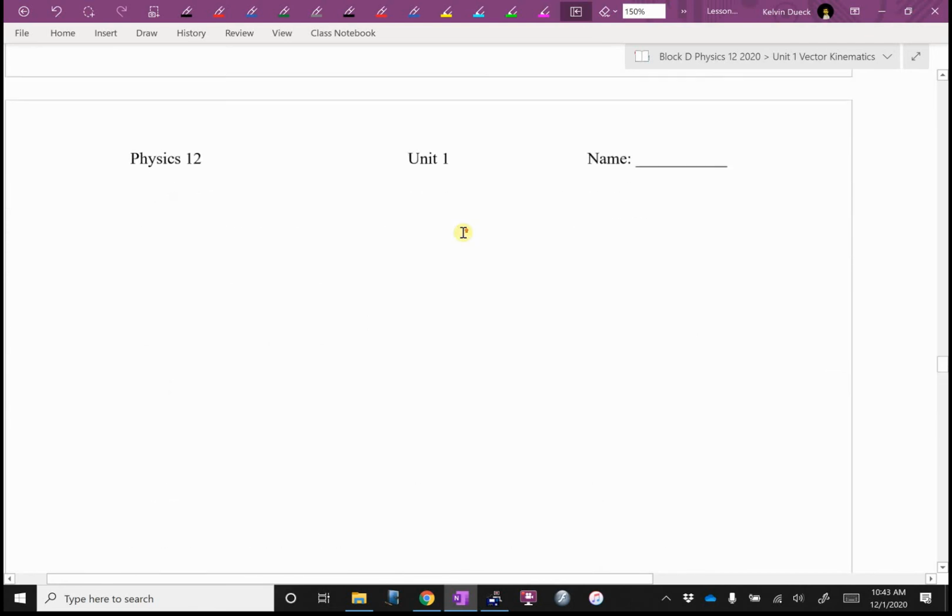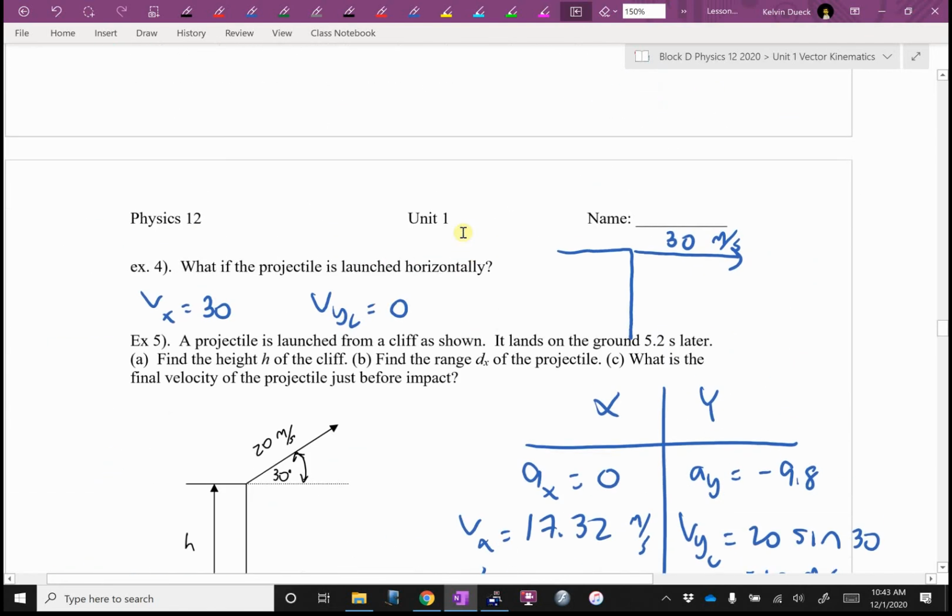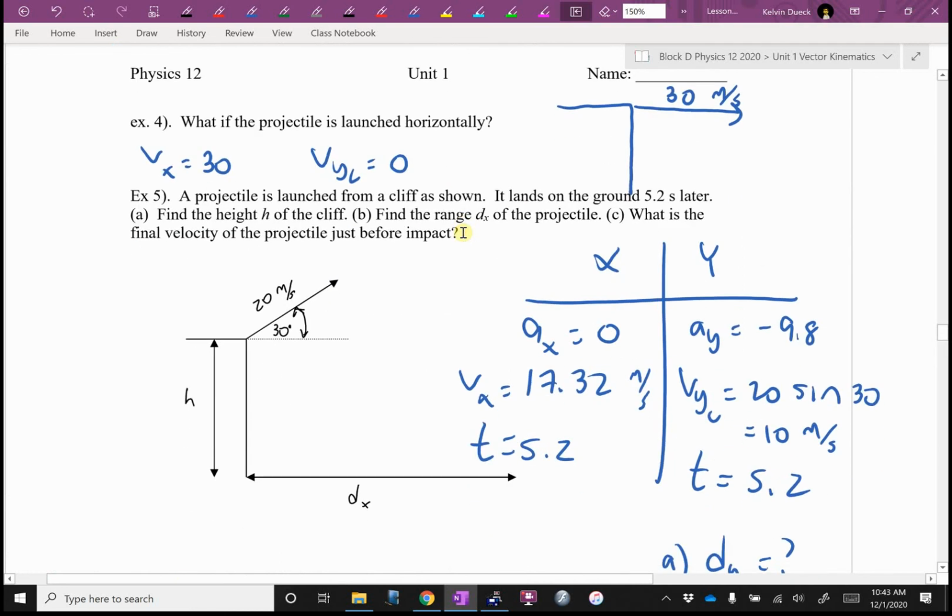Oh, is there a part C? Oh, there's a part C. Ah, that's why I left a blank page. What is the final velocity of the projectile just before impact? What is it not? 0. Not 0. Do a belly flop onto the cement if you don't believe me.